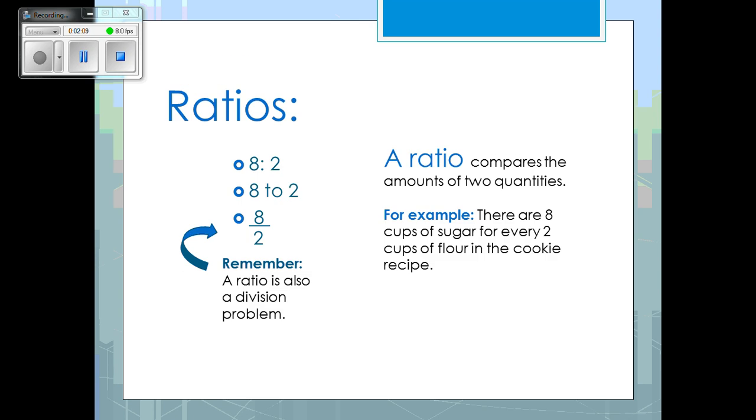Ratios. We have seen ratios before, and we know that they can be written in different ways. We can have 8:2, which means 8 to 2. We can also write a ratio as 8/2. And remember, a ratio written like this is also a division problem. So 8 divided by 2 equals 4. A ratio compares the amounts of two quantities. For example, there are 8 cups of sugar for every 2 cups of flour in the cookie recipe.